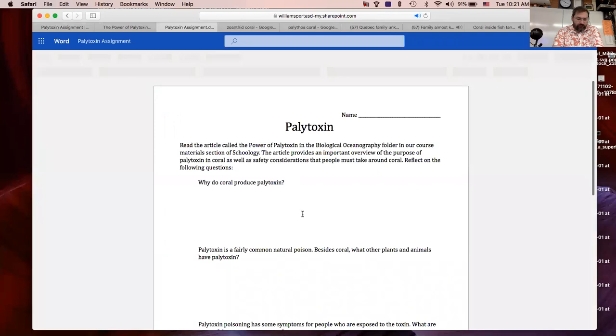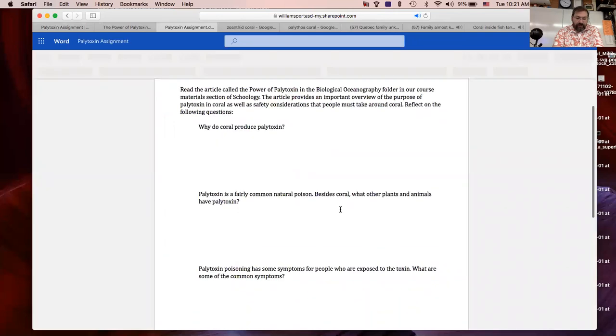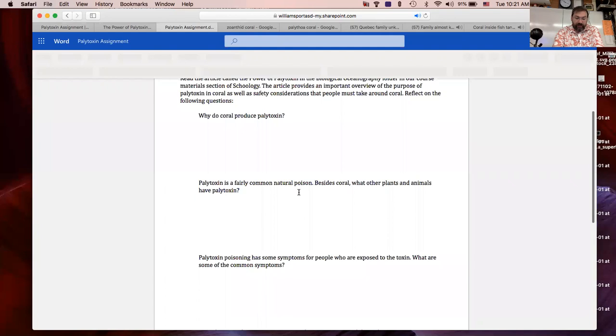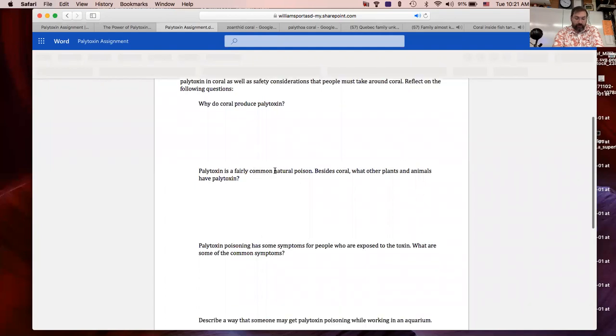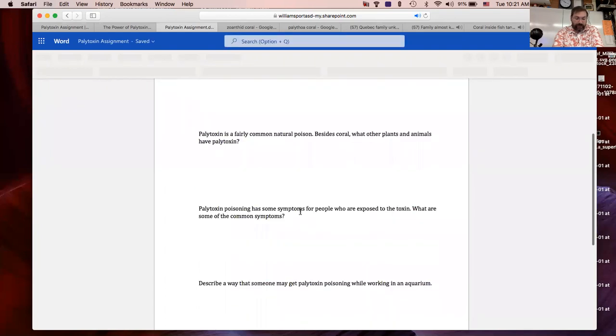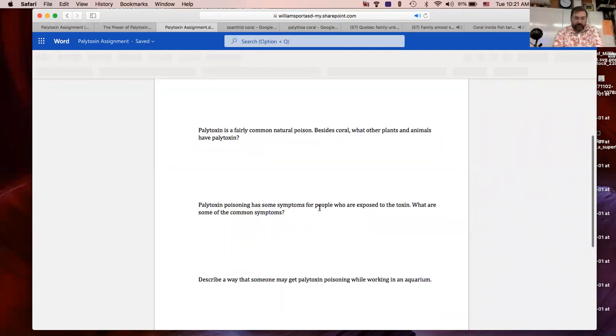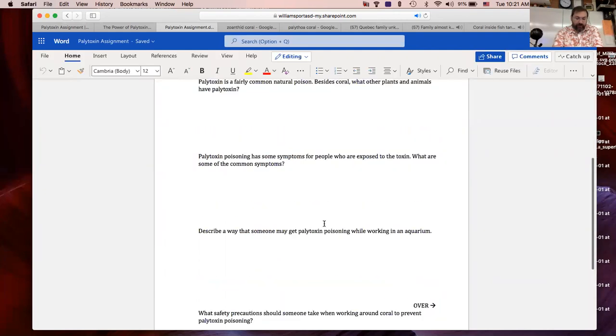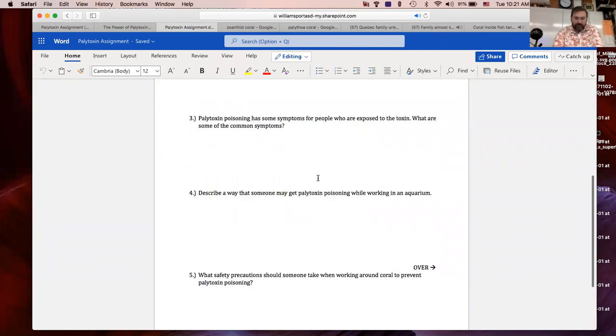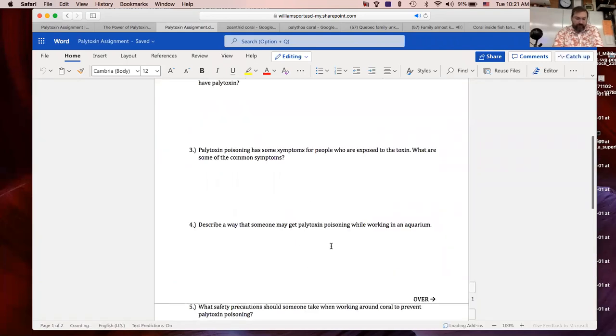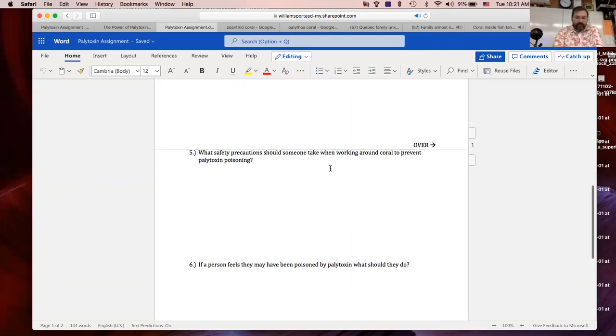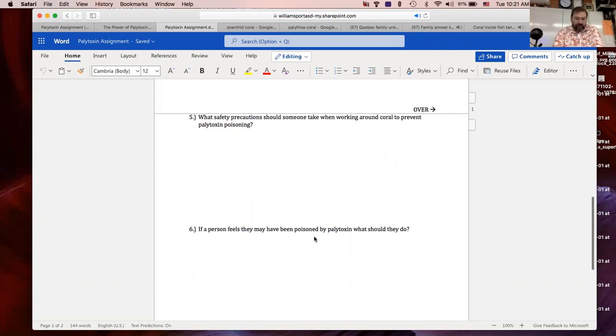But basically, what is palytoxin? Why do coral make palytoxin? What purpose does it serve? Besides coral, what other plants and animals have palytoxin? Because it's not just common among coral, but other animals produce toxins. And palytoxin poisoning has symptoms for people who are exposed to it. What are the common symptoms? What are the ways in which people might get palytoxin poisoning while working in an aquarium? What safety precautions should you take when working around coral to prevent palytoxin poisoning? And what should you do if you feel like you've been poisoned by palytoxin?